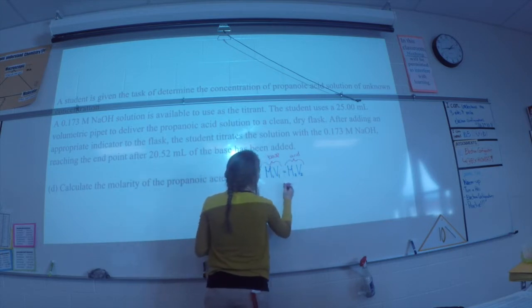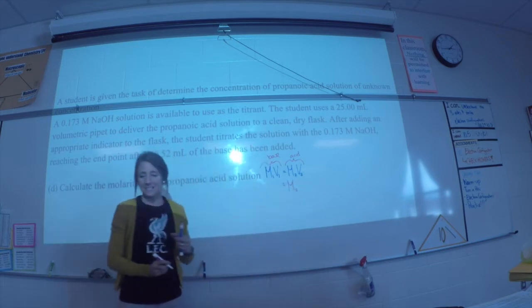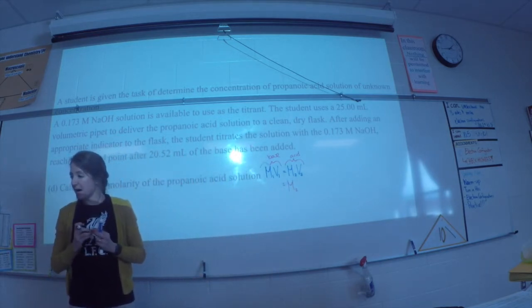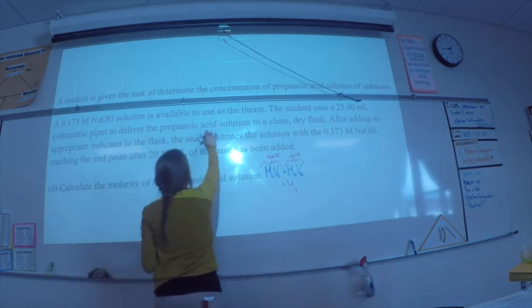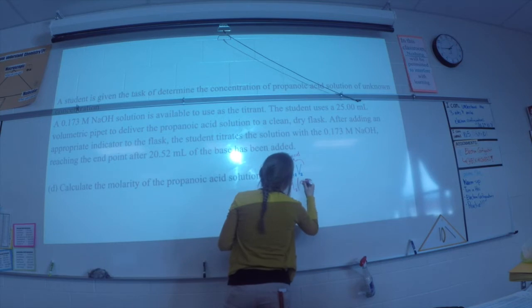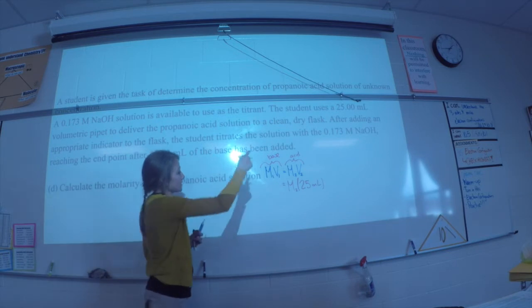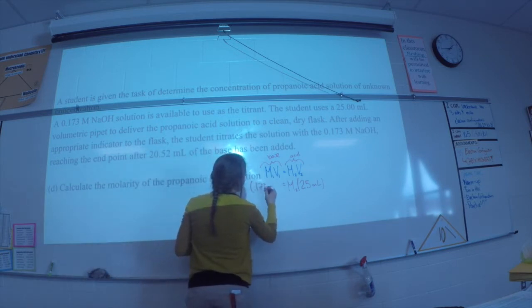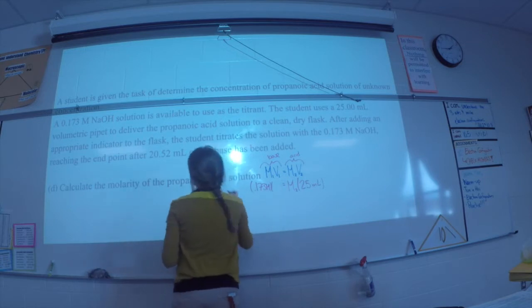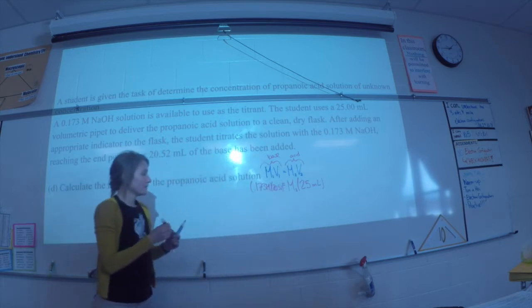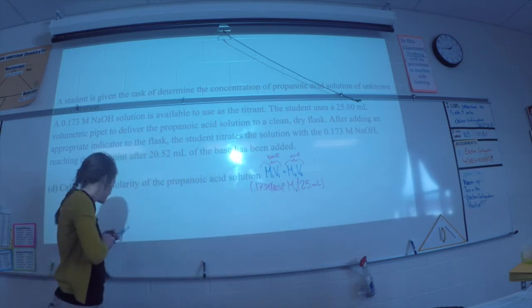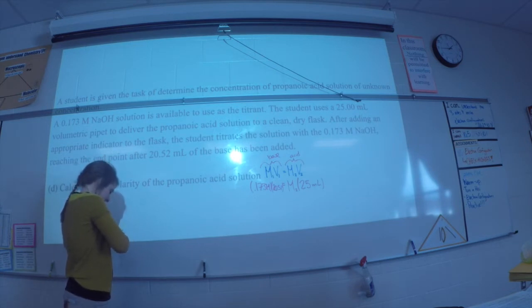So I'm trying to find M2, so I leave that as is. It tells me that we use 25 milliliters, right there, 25 milliliters to deliver the propanoic acid. So this would be 25 milliliters. For the base, our concentration is 0.173 molar, and we're multiplying it by the volume of the base, so 20.52. So we just plug in what we know. Then we just solve for M2.